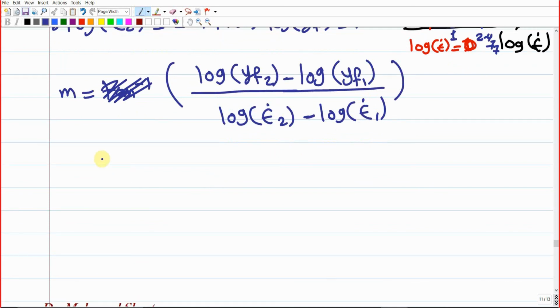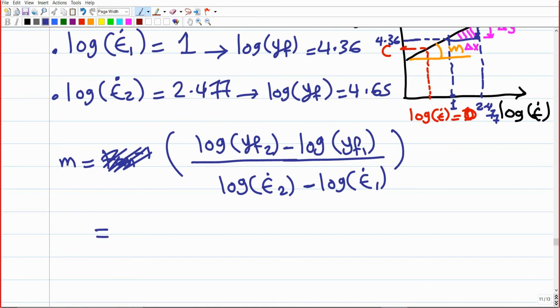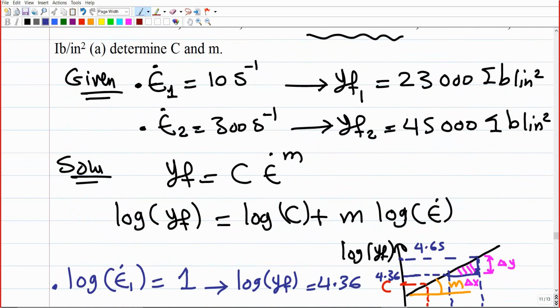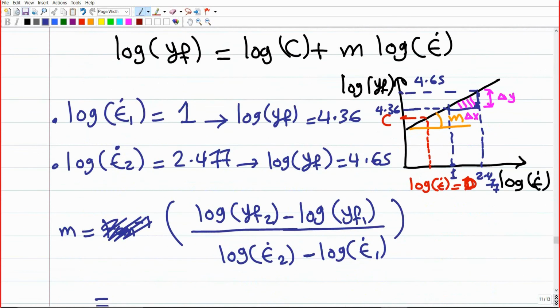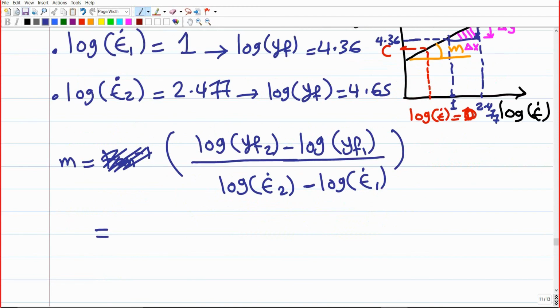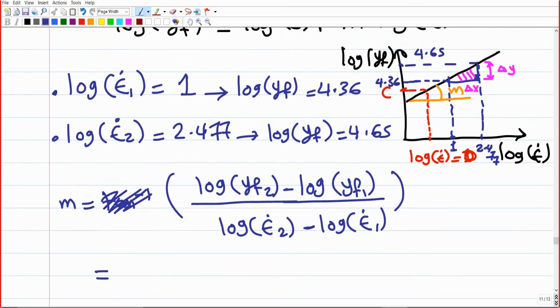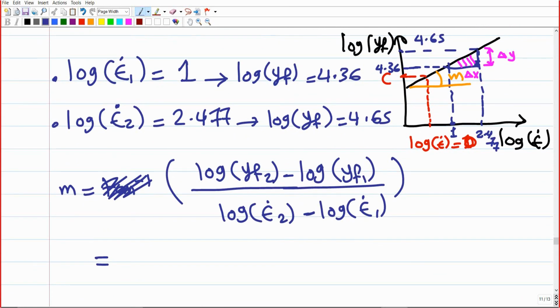Yeah, you can directly plug into this power law equation, okay? But I want to let you know how we can experimentally determine this M using these two data. This is basically what we are doing in the experiment. So if we calculate this difference, 4.65 minus 4.36, divided by the difference between these two logs, which is 2.477 minus 1, this is going to give us 0.198. This is going to be the M value.